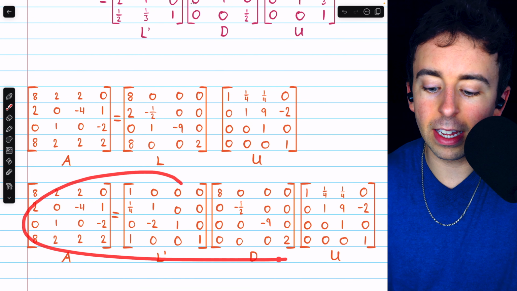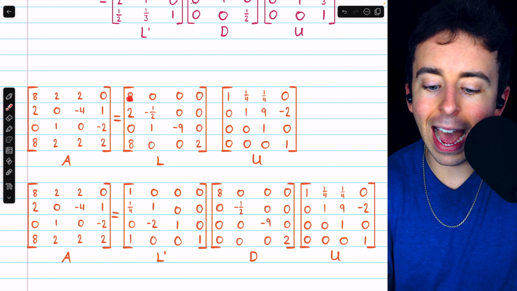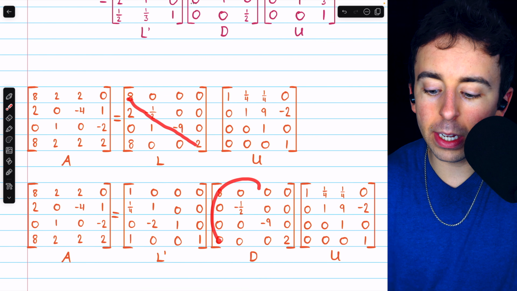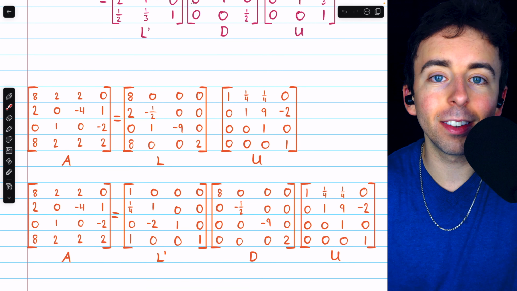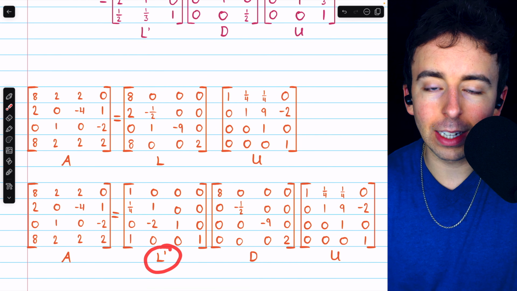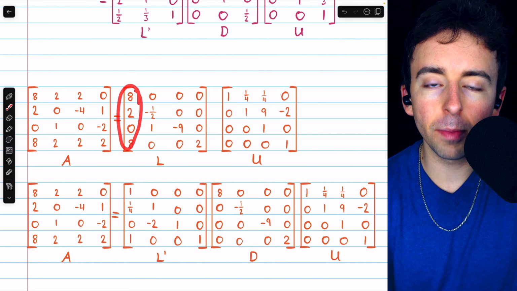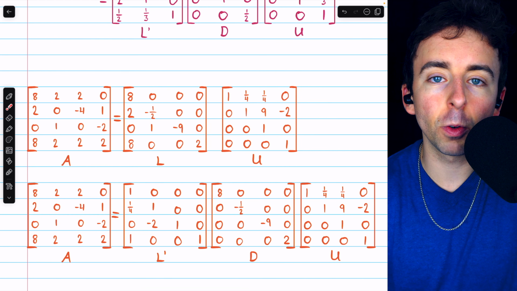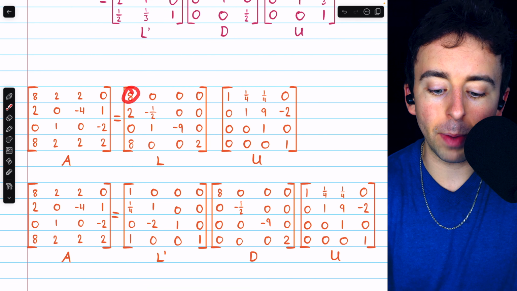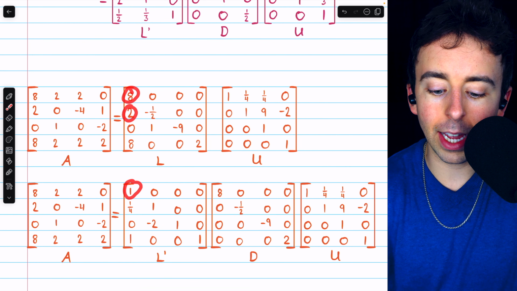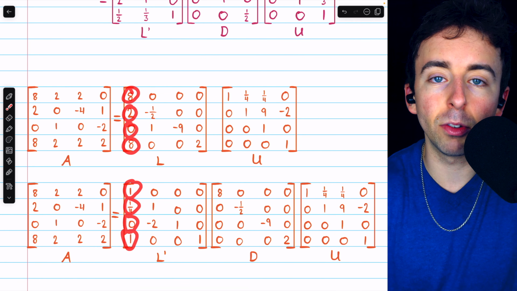And spoilers, here it is. Again, the diagonal entries of L are taken out into their own diagonal matrix D. And then, to construct our adjusted lower triangular matrix L prime, we take each column and divide by the diagonal entry in that column. 8 divided by 8 is 1. 2 divided by 8 is a fourth, 0 divided by 8 is 0, and 8 divided by 8 is 1.